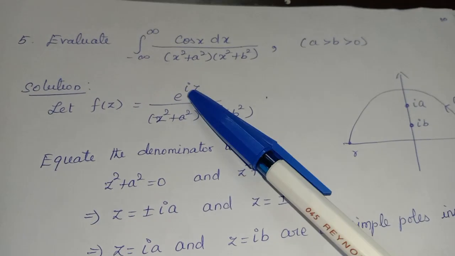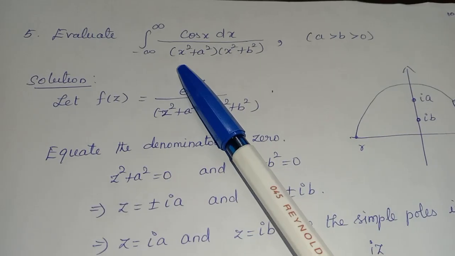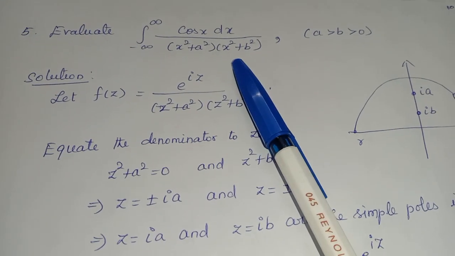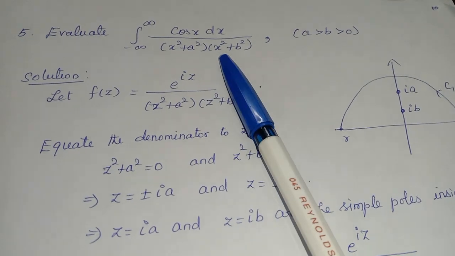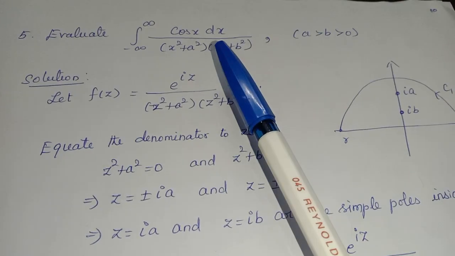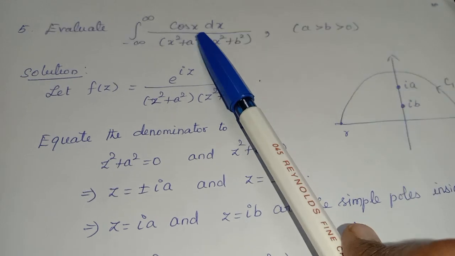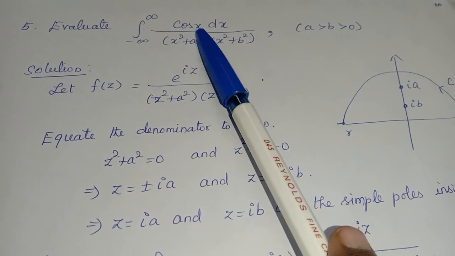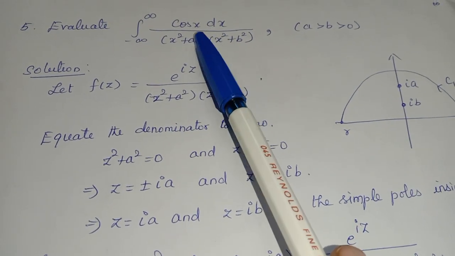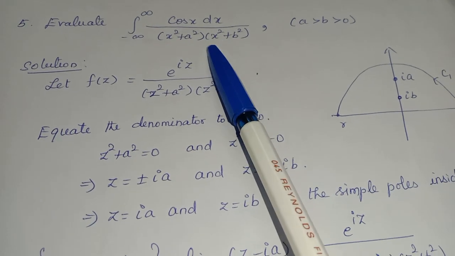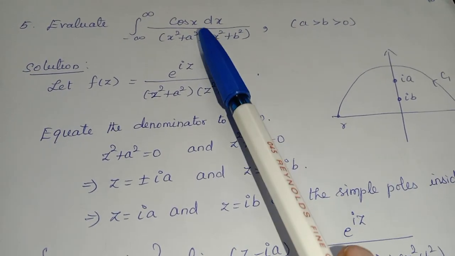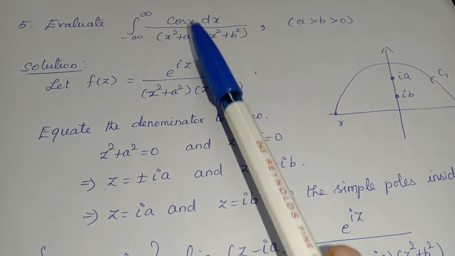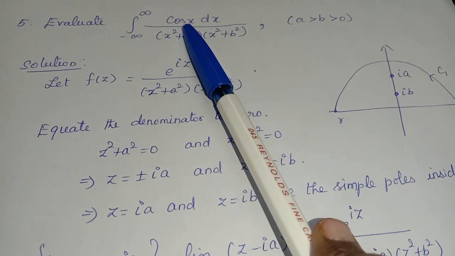Evaluate the integral from minus infinity to infinity of cos x dx by x square plus a square into x square plus b square, where a is greater than b. This is of the third model. What is the difference between the second and third model? In the third model you will have either a cos or sine function. But the remaining things are the same as type 2 only. Numerator and denominator are polynomials. The degree of the numerator is 2 less than the denominator, and here as an extra factor we have cos x.